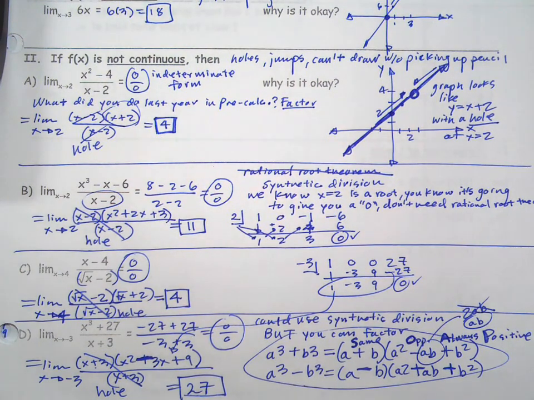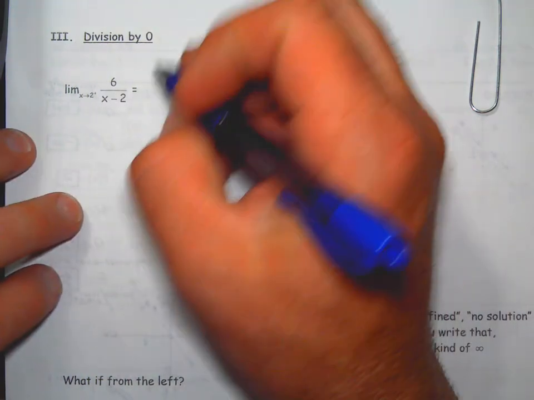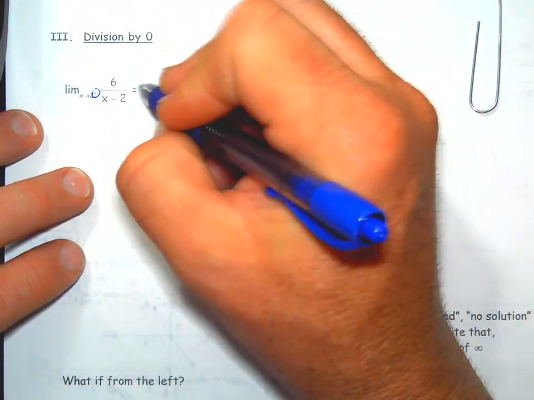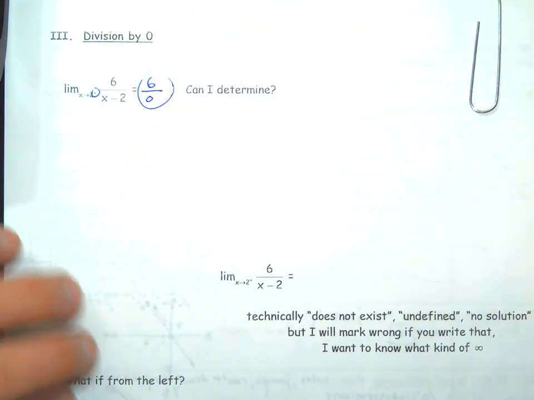okay. On the back, we're going to get into some other kind of new ideas. Now, we're going to get division by 0 without it being 0 over 0. So this is a one-sided limit. So this is 6 over 0 in its simplest form.